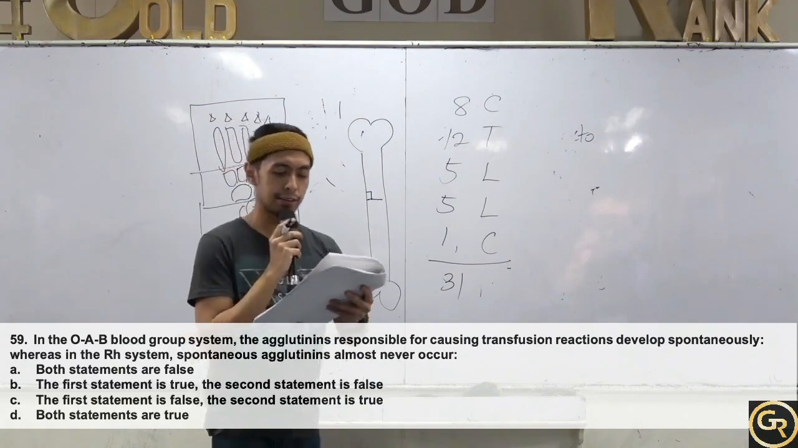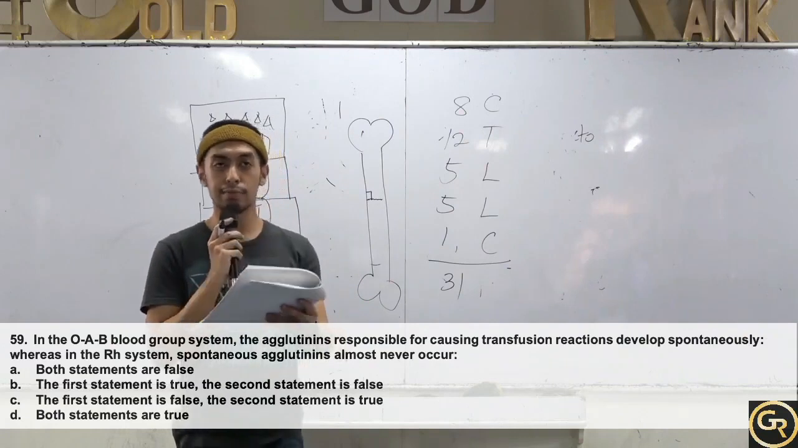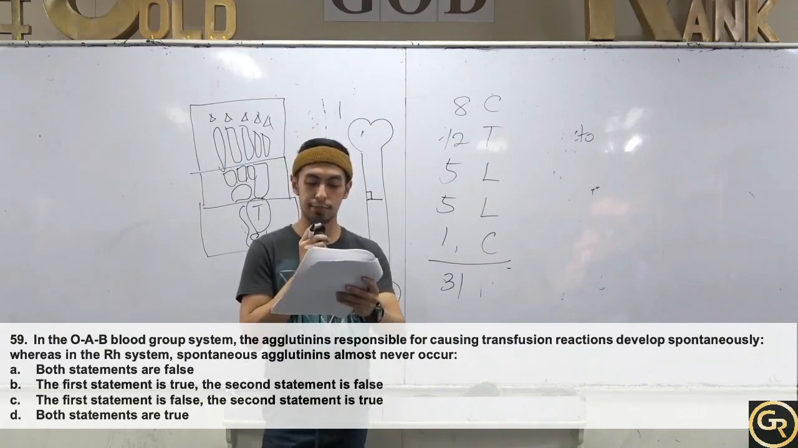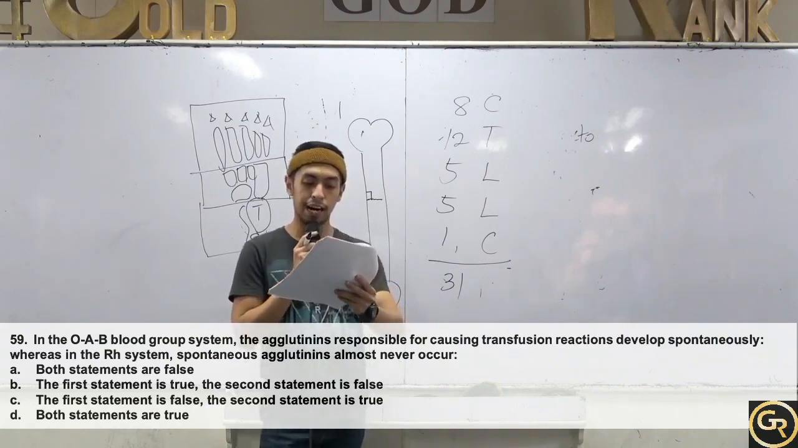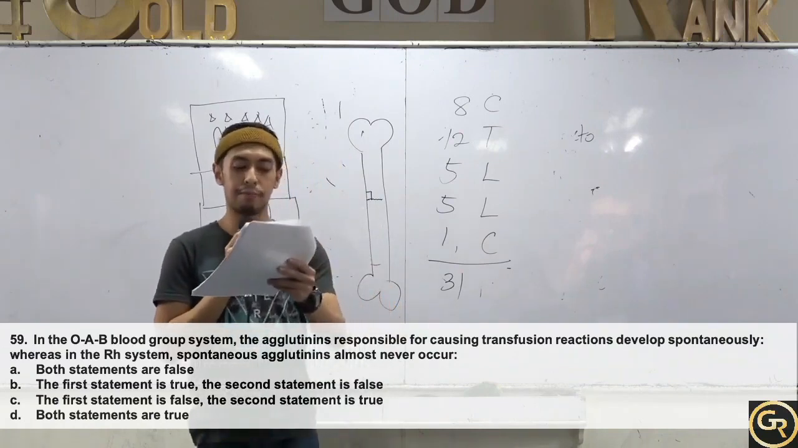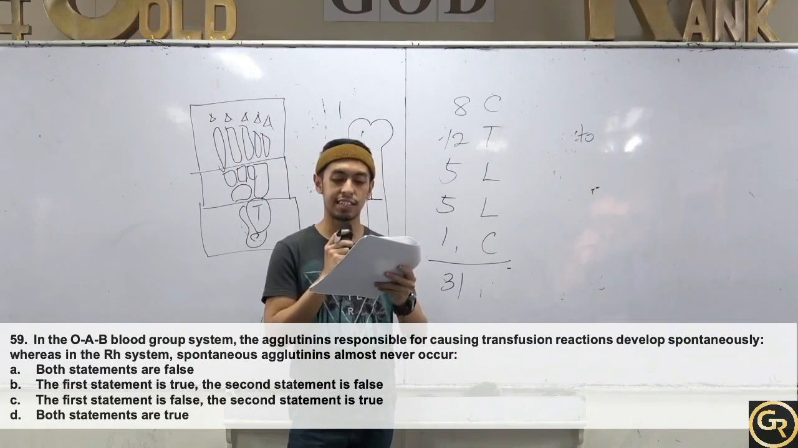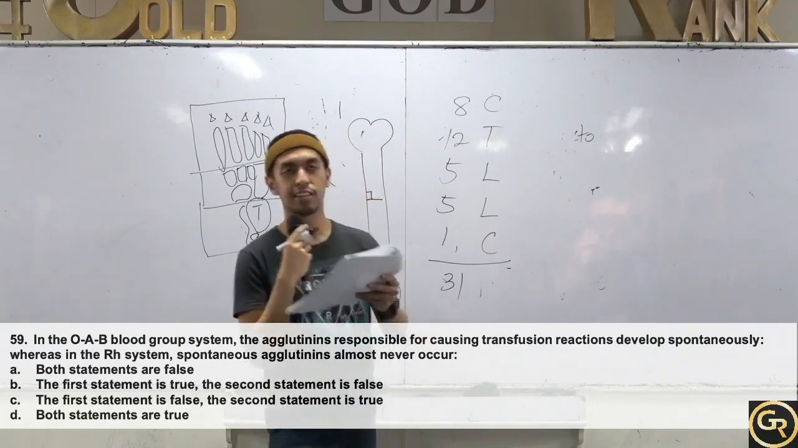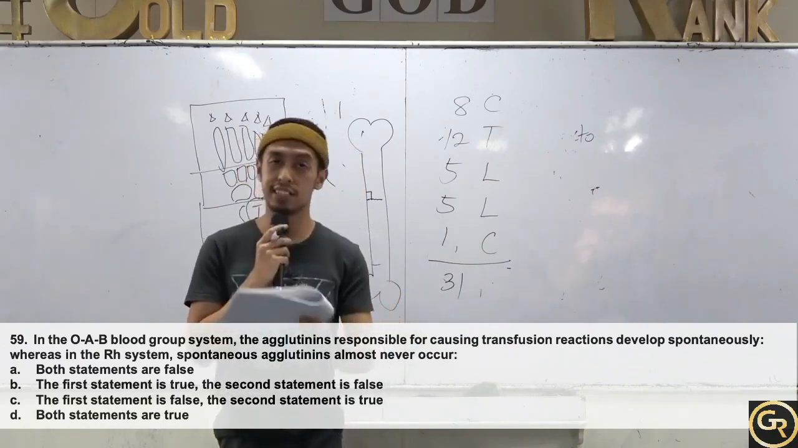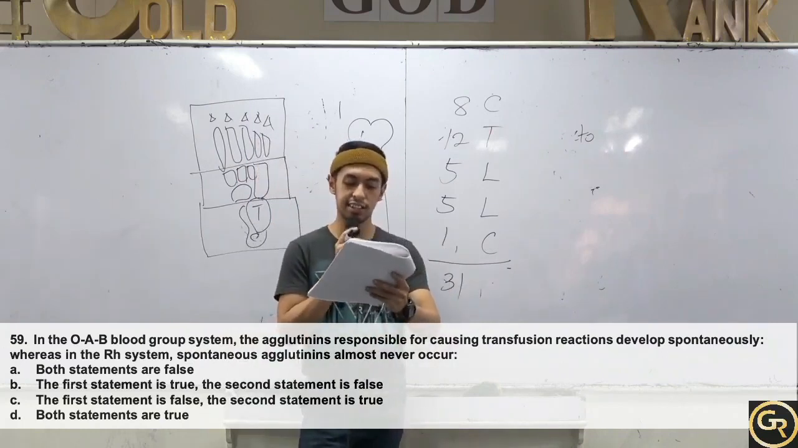59. In the ABO blood group system, the agglutinins responsible for causing transfusion reactions develop spontaneously. Whereas in the Rh system, spontaneous agglutinins almost never occur. Okay? Tama po ba ang ating mga statements? Okay? Based from your Guyton, tama po pareho ang statements na nakalagay. Okay? So ABO, it's spontaneously developing, okay, pag nagkaroon ng reaction between your agglutinins. But in terms of the Rh system naman, the spontaneous agglutinins almost never occur. Okay? Almost never occur. So for 59, it's letter D.